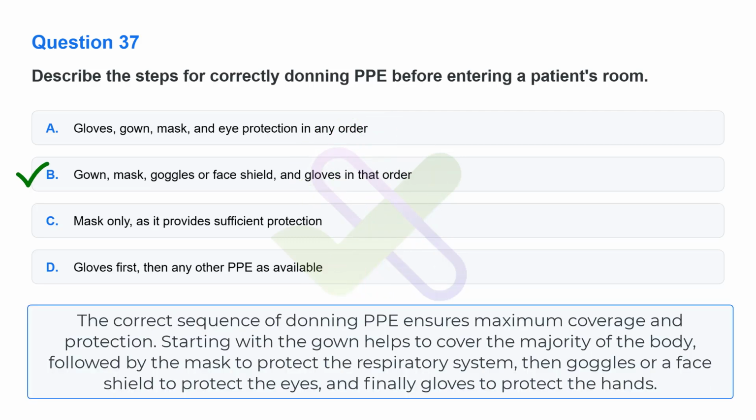The correct answer is B. Gown, mask, goggles or face shield, and gloves in that order. The correct sequence of donning PPE ensures maximum coverage and protection. Starting with the gown helps to cover the majority of the body, followed by the mask to protect the respiratory system, then goggles or a face shield to protect the eyes, and finally gloves to protect the hands.